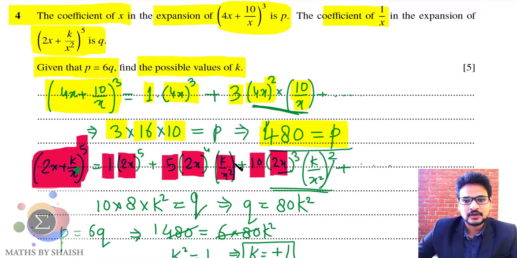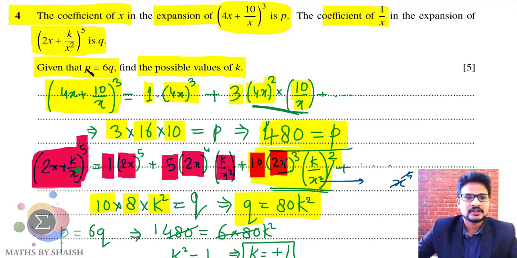So now we will cancel. We'll see here in the third term, it is 10 into 2x cubed into (k over x squared) whole squared. So the whole square will make it x to the power 4 in the denominator, which when we cancel with the power 3, we will be left with only 1 over x. So that would be the coefficient of 1 upon x. From here we can directly calculate: that is going to be 10 from here, 2 cubed, that is 8, and here it is k squared, and that is given as q. So q becomes 80k squared.